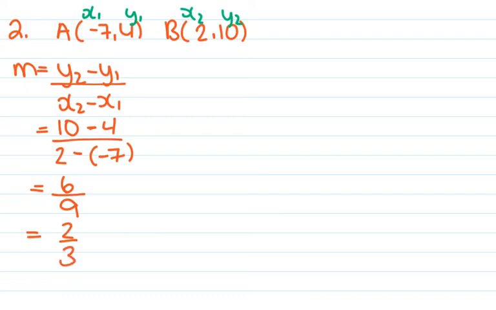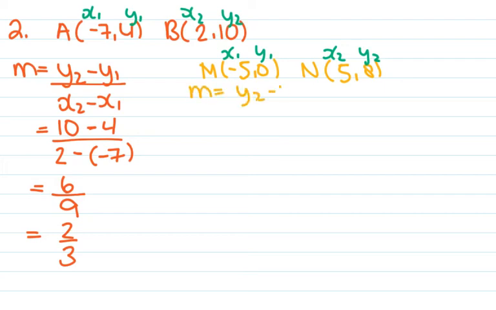All right, so the slope of AB is 2/3. Let's find the slope of MN. M is (-5, 0), and N is (5, 8). Let's label these as x1, y1, x2, y2, and then plug them into the slope formula. Slope equals y2 minus y1 over x2 minus x1, which is 8 minus 0 over 5 minus negative 5.